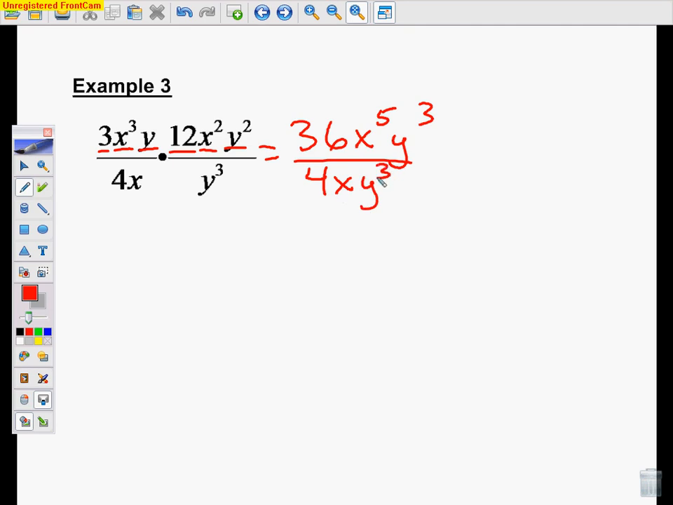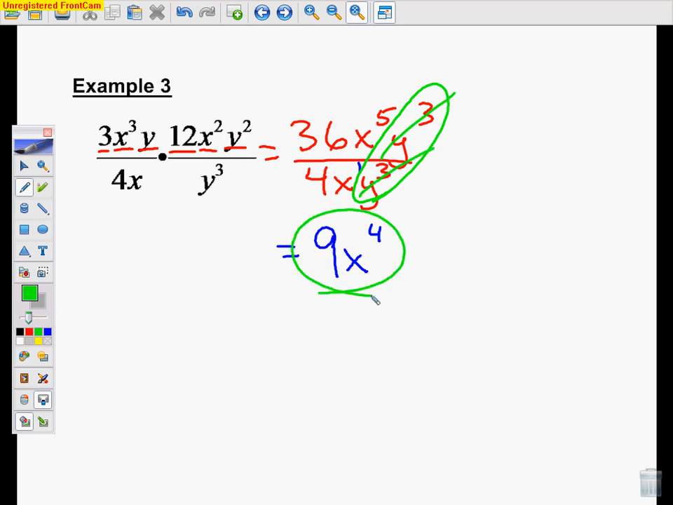Now we want to reduce. We want to simplify. 36 over 4, that simplifies to what? 9. X to the 5th over x, well, that simplifies to x to the 4th, because this has an exponent of 1, right? And then lastly, we have this y cubed over y cubed. There's a couple things that you could do with that. I personally, looking at y cubed over y cubed, would say they're the same in both the numerator and denominator, so I would just cancel them out. And my final answer would be 9x to the 4th. Because whenever you have the same thing in the numerator and denominator and they're being multiplied together, you can just cross them out.